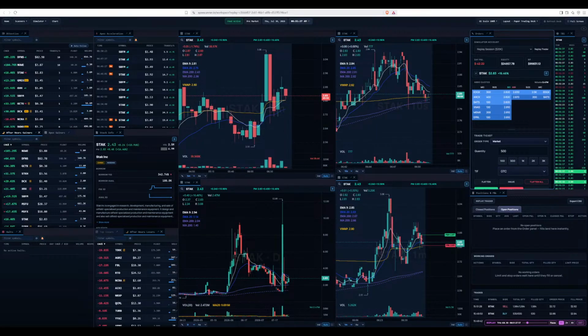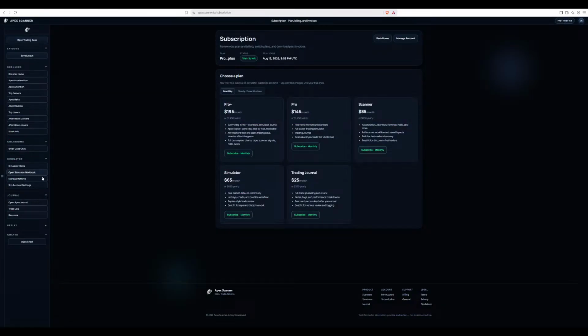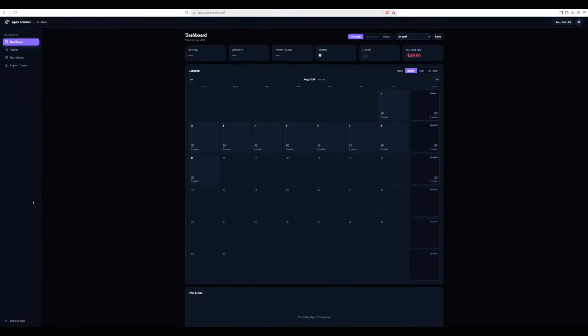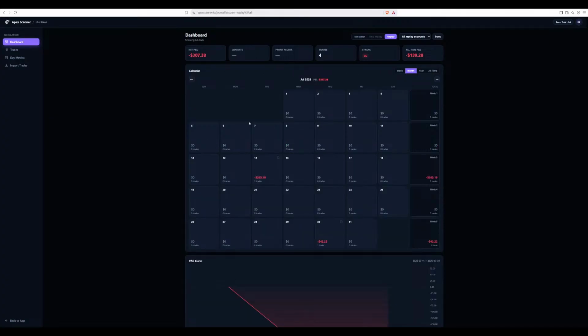Now let's go to the journal and see what it shows. So if I open the journal, here at the top, you have to select whether it's simulator, real money, or replay. When I click on replay, you will see that for this particular day, which was being traded in July, right? So my replay was in July.